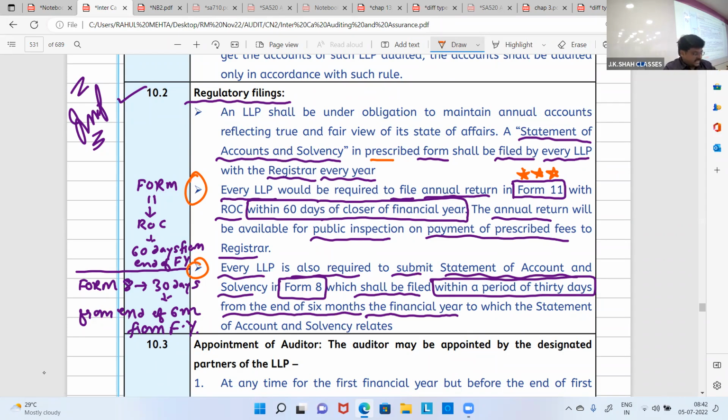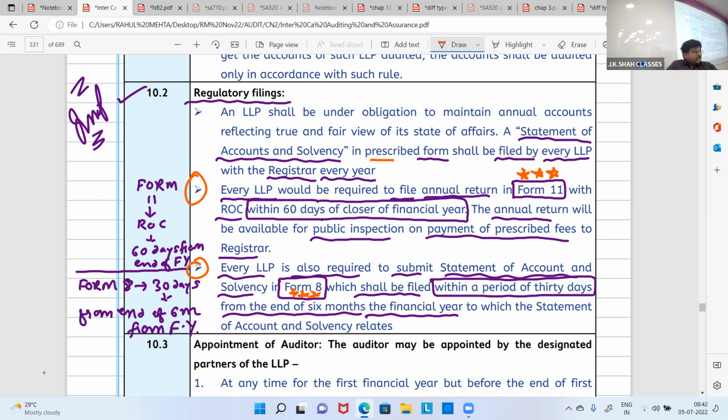There is one more, Form 8. Next, every LLP is also required to submit a statement of account and solvency. In which form? See, this is the second form. Form 8, which shall be filed within how many days? 30 days from the end of 6 months of the financial year. So first it will be 31st of March. Then let 6 months go, so 30th September. From there, 30 days, so almost till 30th October. You understand what I'm telling?